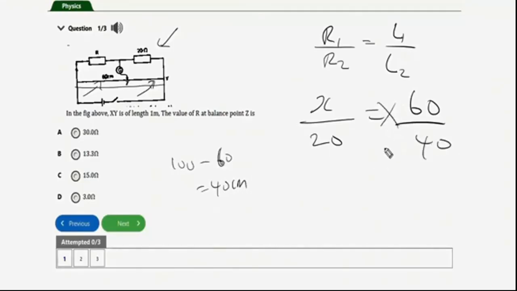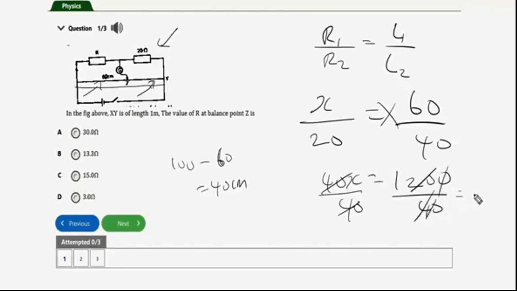Now when you cross multiply, we're going to have 40x equals 60 times 20, which gives you 1200. Divide both sides by 40. So 120 divided by 4, you are going to have 30 ohms, and that will be the correct answer to this question. The correct option is option A, 30 ohms. So that will be our R1. It's as simple as this.